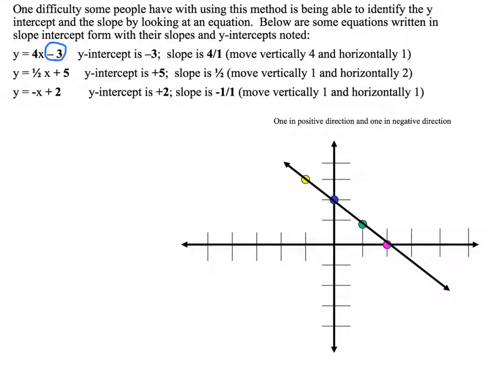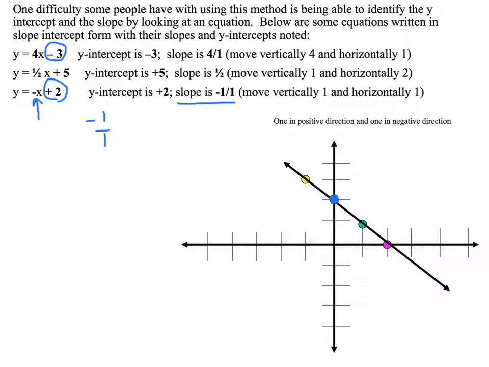The third one that I have here, I've also graphed. Y equals negative x plus 2. And the y-intercept in this particular case is a plus 2. So when I graph that, you can see that I started by putting a dot at positive 2 on the y-axis. It says that the slope in this particular case is a negative 1 because there's an understood 1 in front of that x. So the slope is a negative 1 over 1.